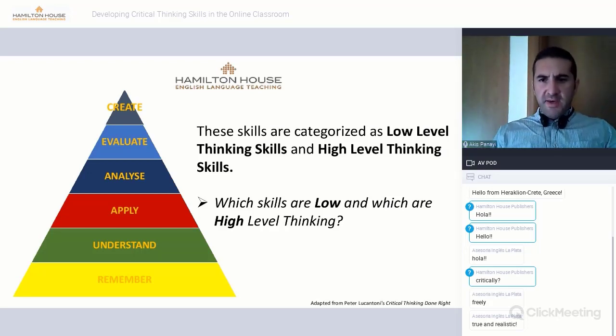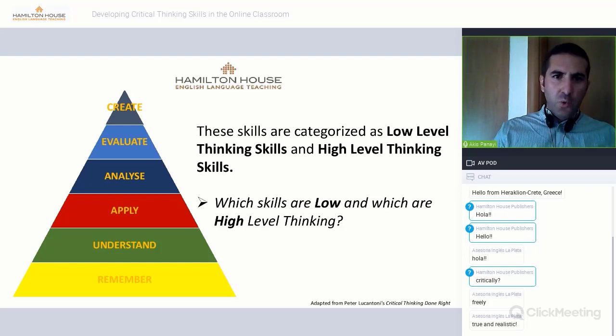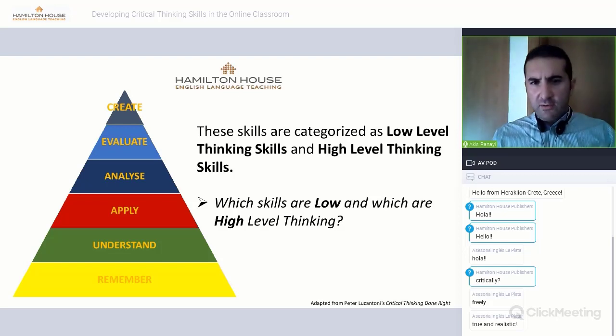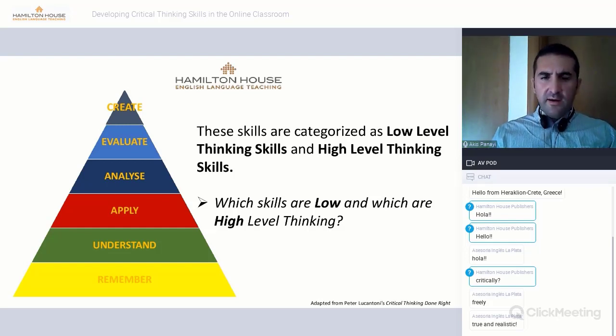So now we have this pyramid and these 6 steps that students follow to reach the highest level of thinking. And these skills are categorized as low-level thinking skills and high-level thinking skills. Now, I will give you 15 seconds to think about which of these skills are categorized as low-level thinking skills and which are categorized as high-level thinking skills. Think about it for 15 seconds and then we'll come back. 3 of these skills are low level and the other 3 are high level.